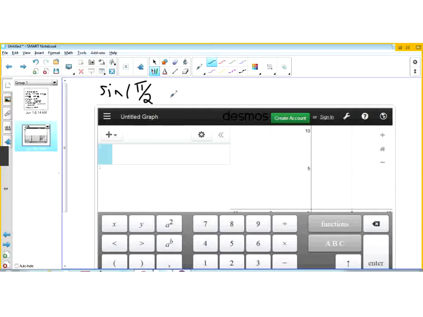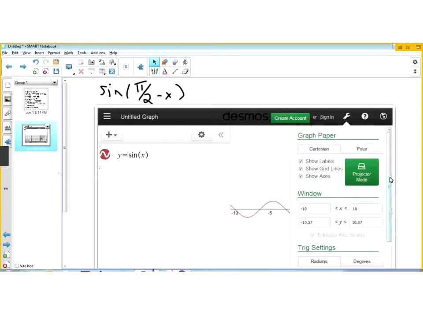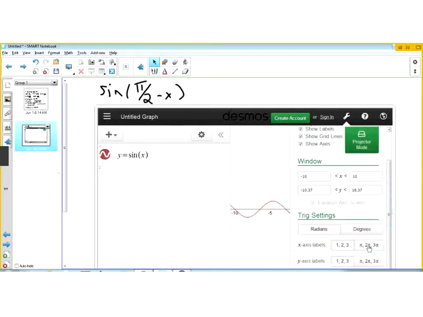So what would its graph look like? Okay, so this would be a cofunction. Cofunction means that the sine function at pi halves minus x must be related to some other trigonometric function. So let's see what that would be. What I'm going to do is start off by graphing y equals sine x. Okay, so y is equal to sine x. And let me set the window properties. Okay, so that's shown in red.